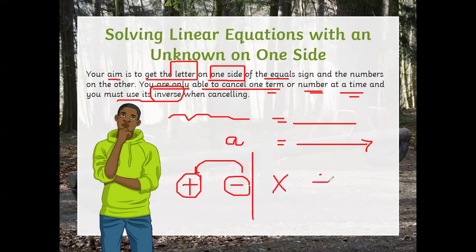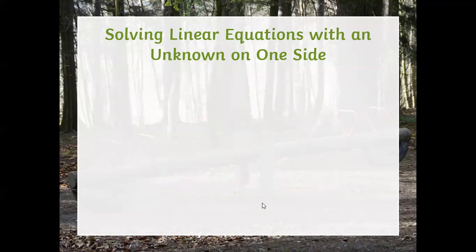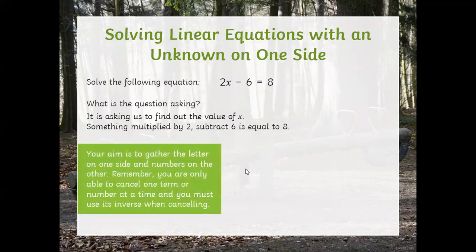But then you have multiplication and division. The inverse of a multiplication, that means you do the opposite, is division. The inverse of a division is a multiplication. And that's how you can cancel off that particular term. Now, of course, this example is already done. So now let's go and look at this next question.